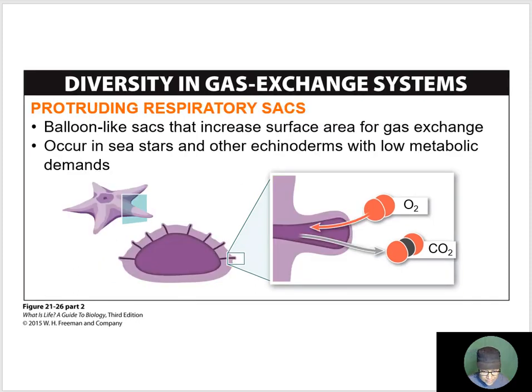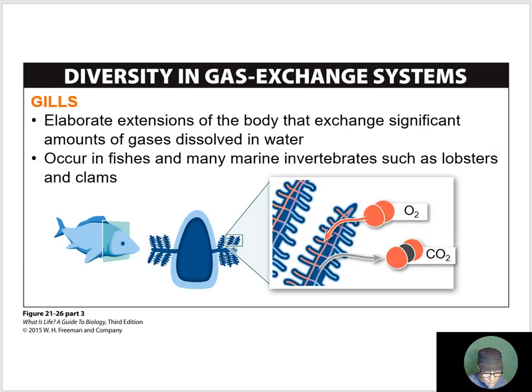Or in some organisms, like the starfish, you have these protruding respiratory sacs. So these balloon-like sacs that increase the surface area for gas exchange. And this occurs in sea stars and other echinoderms with low metabolic demands as well. So here's the respiratory sac, and this is where the gas exchange is happening. No lungs. And then when we get to fish, we have gills. And basically, gills are these elaborate extensions of the body that exchange significant amounts of gases dissolved in water. And so fish and many marine vertebrates, such as lobsters and clams, also use this method of gas exchange, these gills, right?